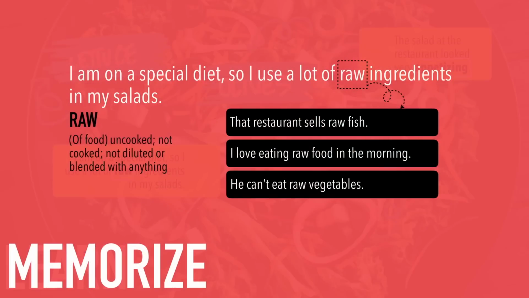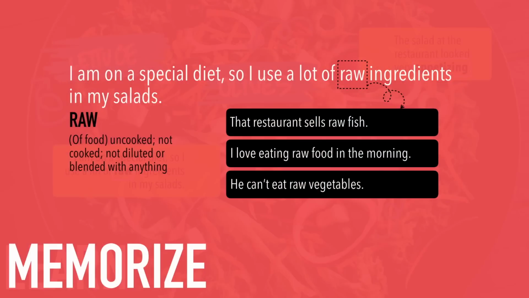So let's see 3 example sentences using this vocabulary word. Here we go. First one, that restaurant sells raw fish. So again, think about it. If you like sushi, a lot of sushi places use raw fish, very finely sliced and put on top of rice. And that is called raw fish because it's not cooked, okay? All right, so again, that restaurant sells raw fish. Next, I love eating raw food in the morning. And finally, he can't eat raw vegetables. Okay, so again, raw. Very good.